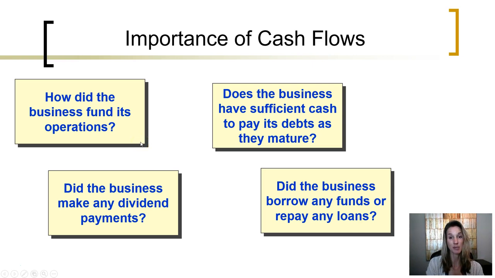It's healthy for a company to fund its operations from normal day-to-day activities as opposed to borrowing money, issuing stock, and those types of things. This helps answer the question, does the business have sufficient cash to pay its debts as they mature? It also reports to investors whether the company is making any cash dividend payments, and whether the business borrowed funds or repaid any loans during the period.